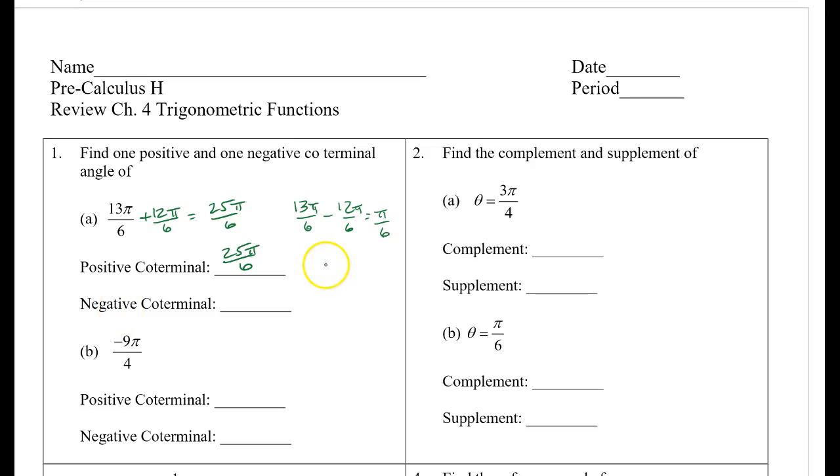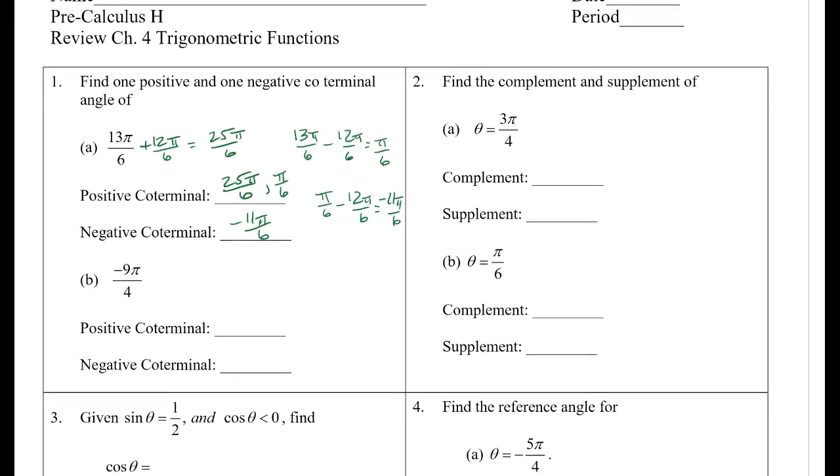So we're going to have to subtract 2 pi again. So we have pi over 6 minus another 12 pi over 6, which gives me negative 11 pi over 6. It's worth pointing out that even though I said 25 pi over 6 was my positive, I could have also said positive pi over 6 was a positive coterminal angle, because that angle was also still a positive angle that happened to be coterminal.